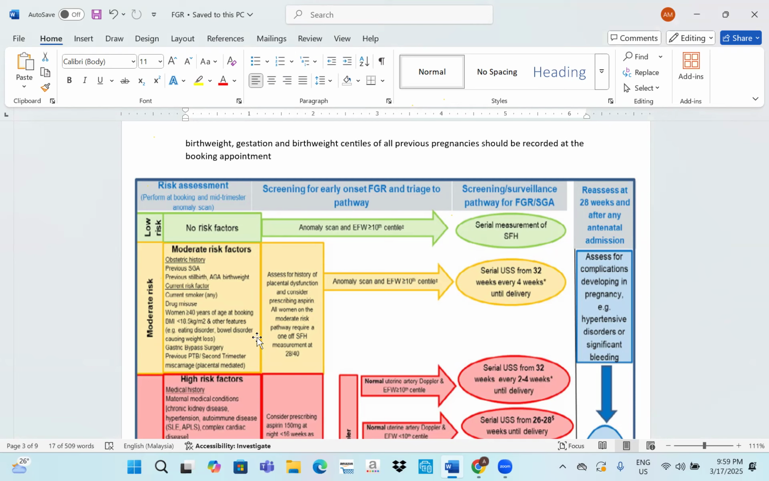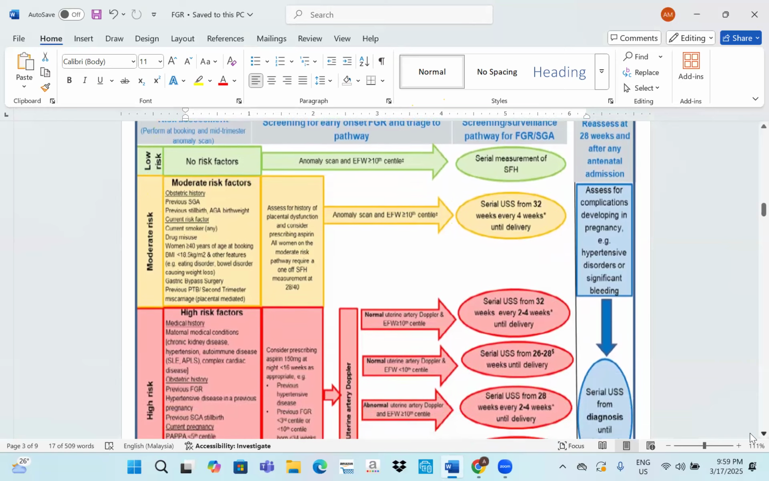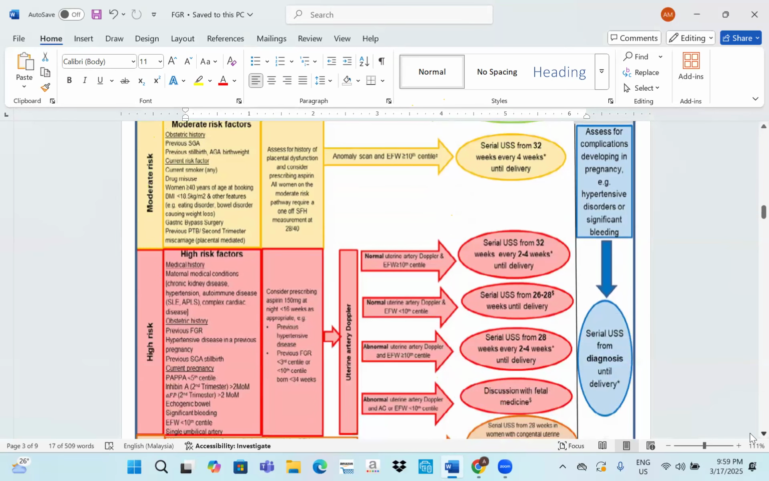Now, the past obstetrical history, you would be asking about previous SGA, previous stillbirth, previous second trimester miscarriages, and then the past medical history. You would be asking about medical conditions like chronic kidney disease, hypertension, SLE, complex cardiac diseases. The complex cardiac diseases are most likely to be the stenotic lesions if the patient is using anticoagulants. So this anticoagulant will fall into the drug history and you will ask about the drug history. In the obstetrical history, combine these moderate and high risk factors both.